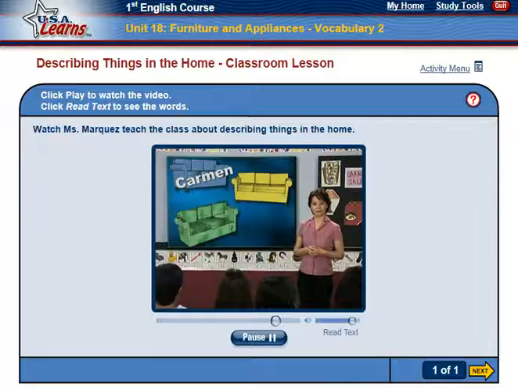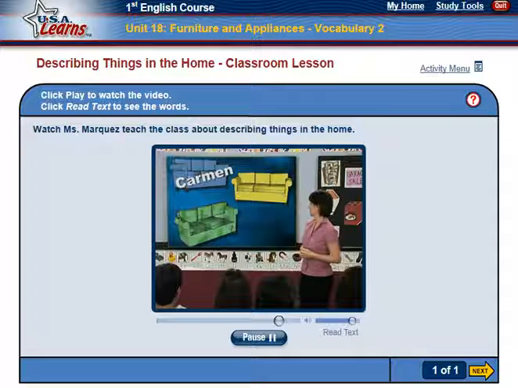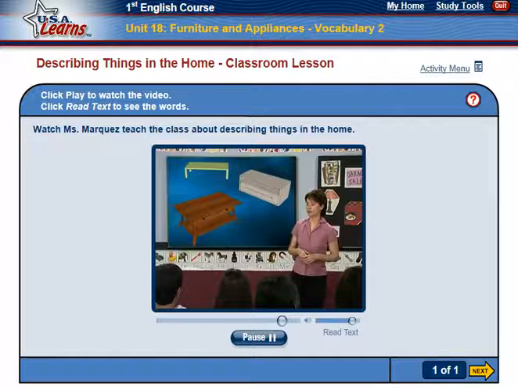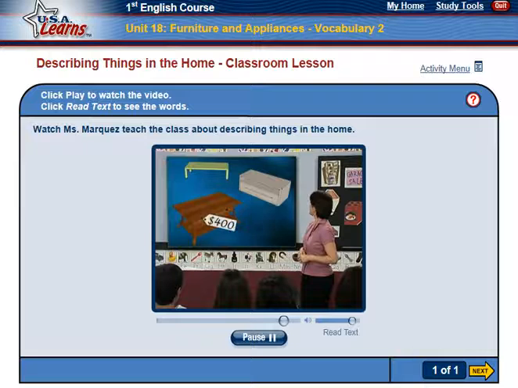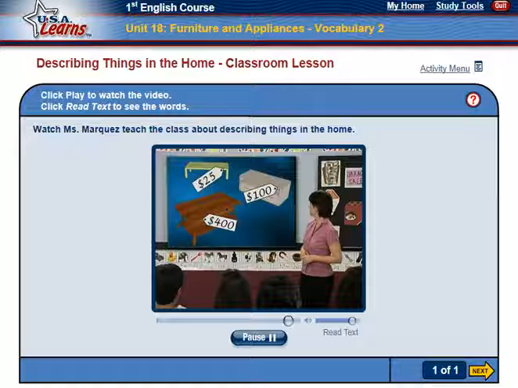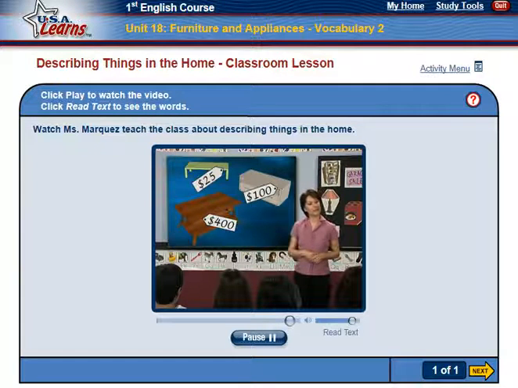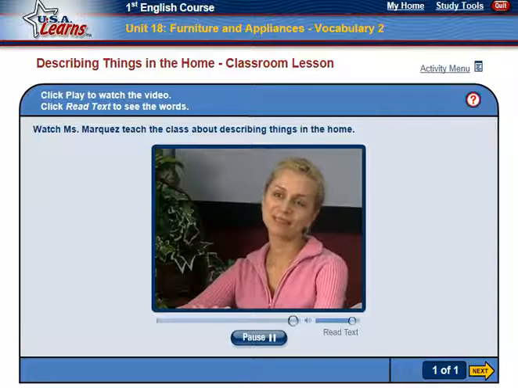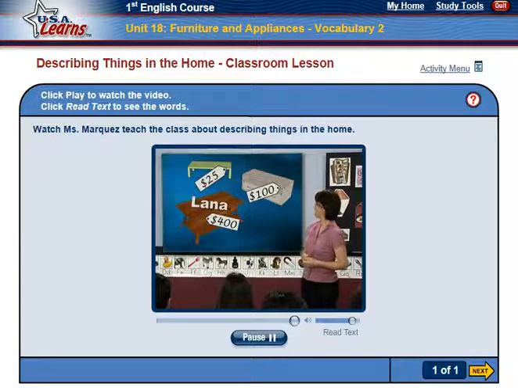Okay, no one wants the one in poor condition. It doesn't look very comfortable. Let's look at some coffee tables. One is expensive, one is reasonable, and one is cheap. Lana, which one do you want? I want the expensive one. I like that one too. Good choice.